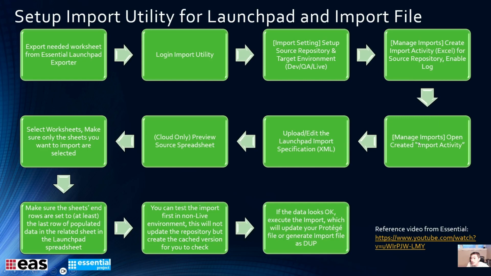And then within manage imports, you create an activity. You can click the activity to open it. Within the opened activity, that means you can have multiple import activities to manage. But within your selected activity, you can upload and edit the Launchpad import specification, which I showed you can be requested for download from the project team, and those are XML files. Through that you can have the spreadsheet that you can choose to download and upload.